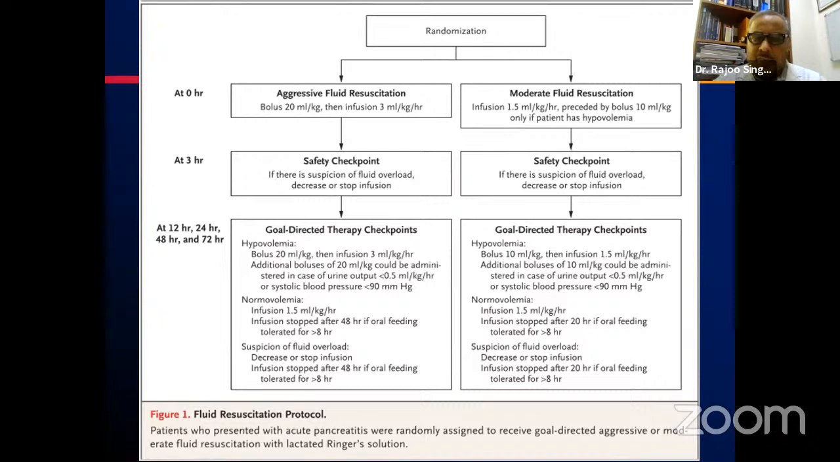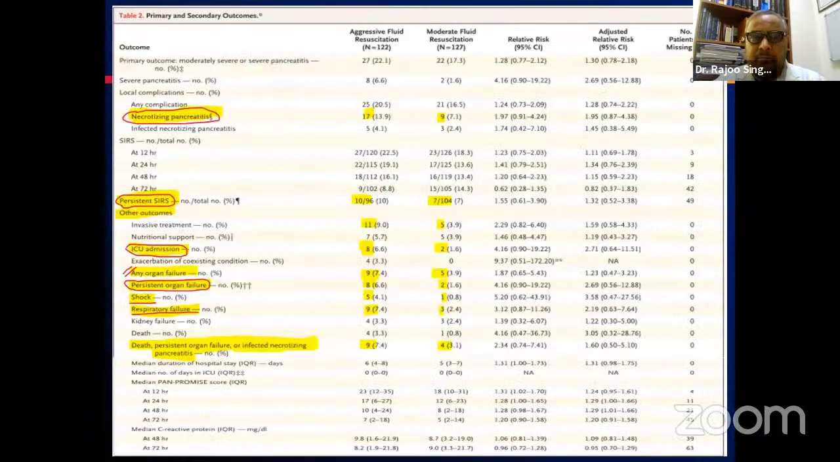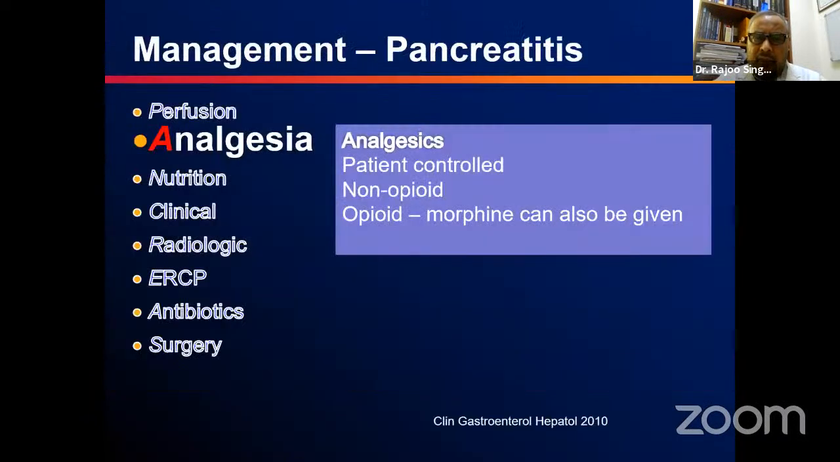It is only if the calcium is very high or you are having pancreatitis due to hypercalcemia that you will not like to give Ringer's lactate, then you go over to normal saline. So these are the various factors they studied in the study, the differences between necrotizing pancreatitis, persistent SIRS, ICU admissions, and they found that if you do a moderate fluid management, it is good. So what is moderate fluid management? 1.5 ml per kg preceded by a bolus of 10 ml per kg.